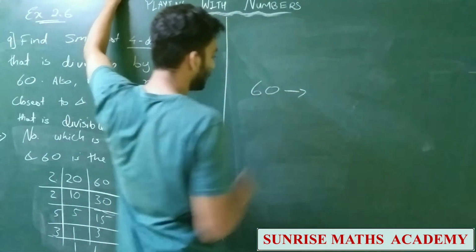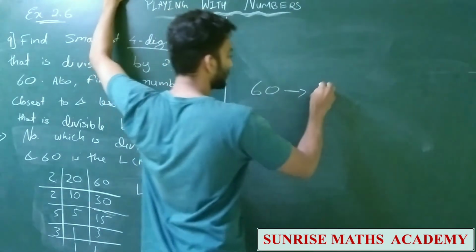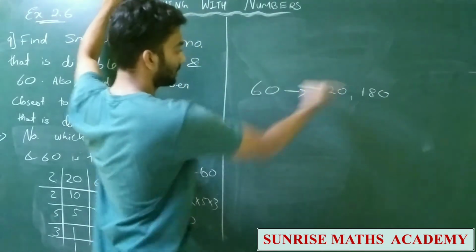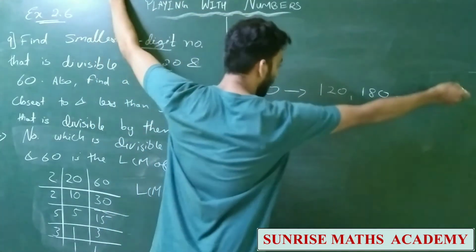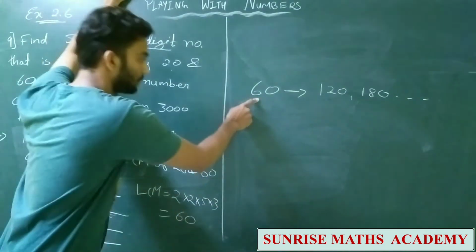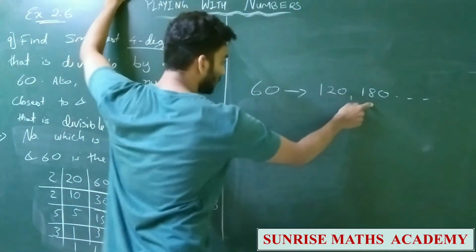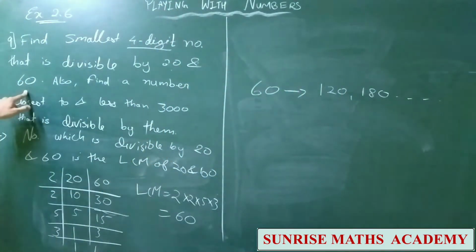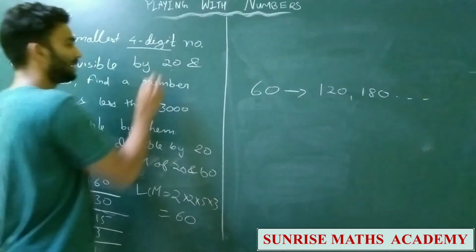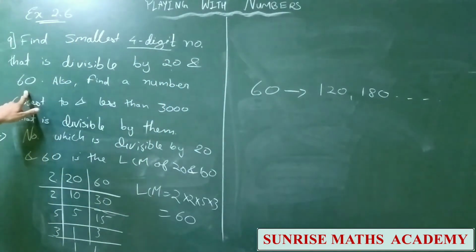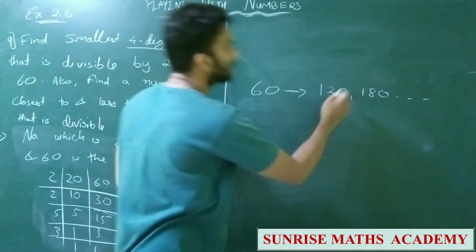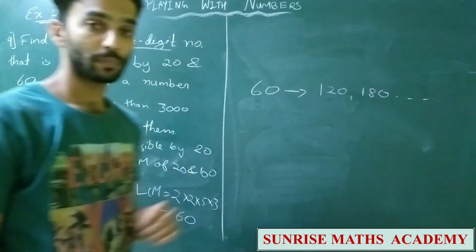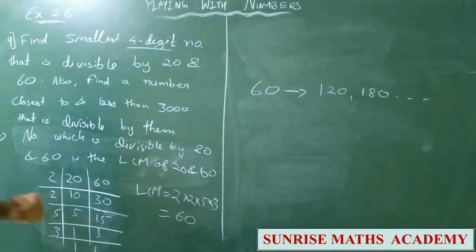If we take the multiples of 60, they are 60, 120, 180. Means we know that since this is the multiple of 60, 120, 180, and the other multiples are also divisible by 60. So 120 and 180 are multiples of 60. These are also multiples of 20 and 60, because 60 is the lowest common multiple. These are the other common multiples of 20 and 60. So of course these numbers are also divisible by 60 and 20 both.